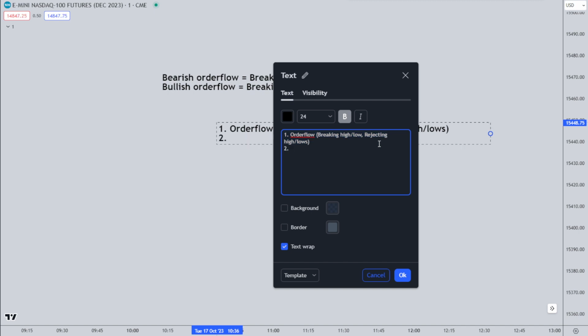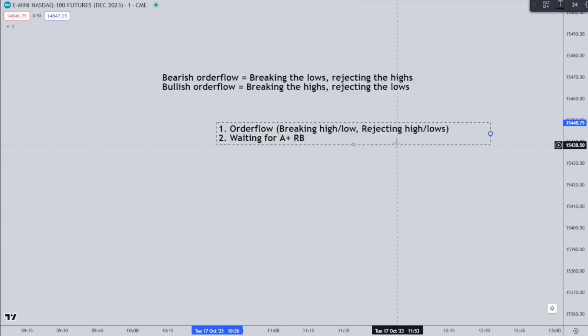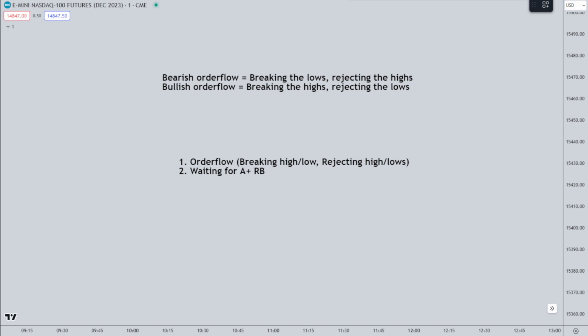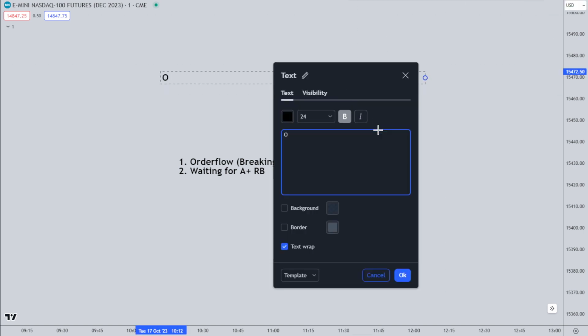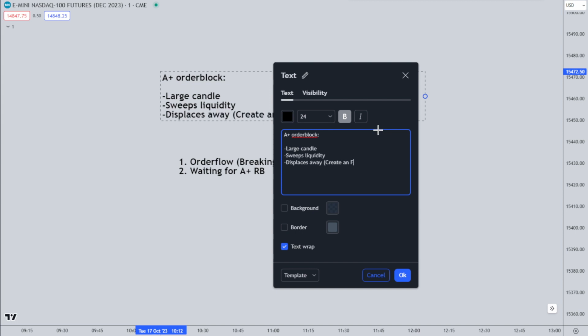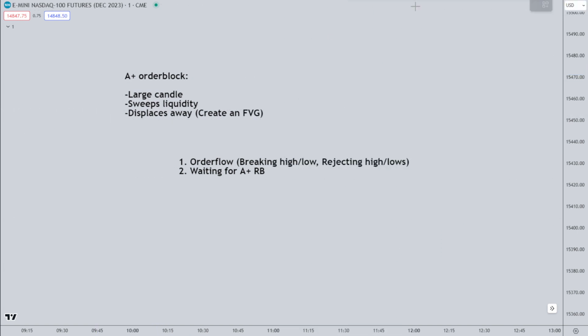Okay, so number 1 is trading with order flow. Number 2 is waiting for an A plus rejection block, aka not trading every single wick. Okay, so what is an A plus rejection block? It's basically the same criteria as an order block. So an A plus order block would be a large candle that sweeps liquidity and displaces away, which creates an FVG. All right, so that's the criteria for an order block.